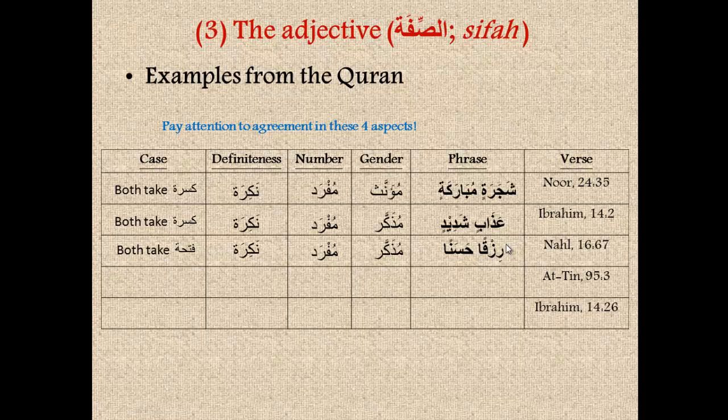Example number 4, in Surah At-Tin, وَهَذَا الْبَلَدِ الْأَمِينِ. We have al-balad al-amin. Both are mudhakkar, both are mufrad, both are ma'rifah, because of the alif lam in front, making both words definite, and both take the same case ending, namely a kasrah. Lastly, we have kalimatin khabithatin. Both are mu'annath, feminine, because of the ta marbuta. Both are singular mufrad, both are nakirah, indefinite, and both take the same case ending, a kasrah.